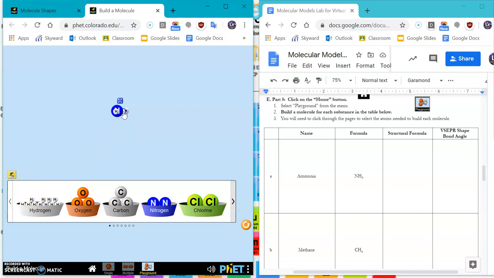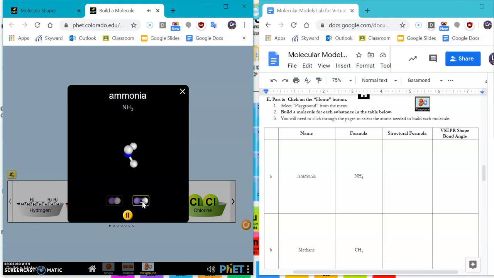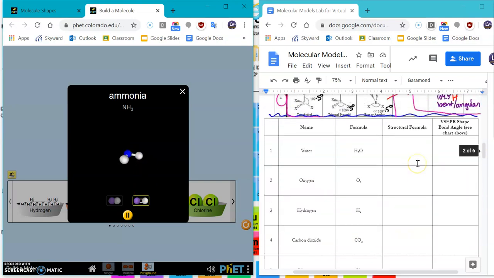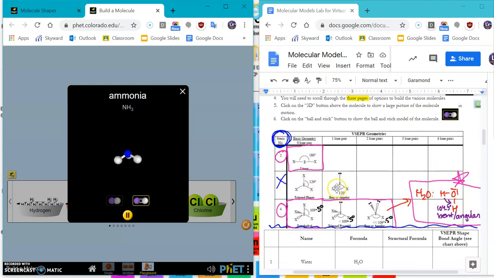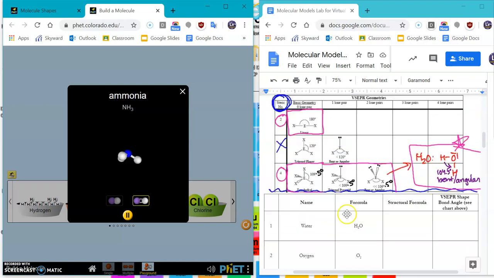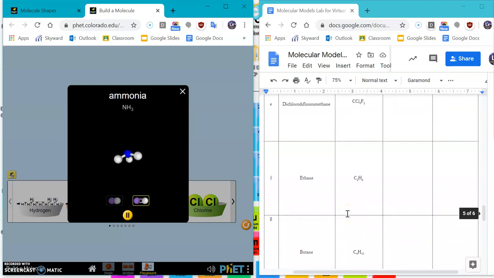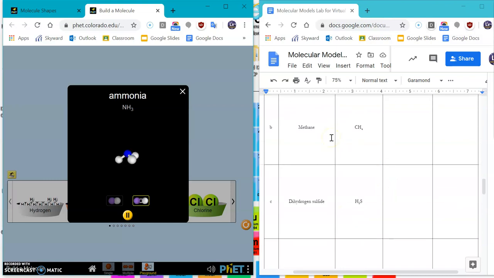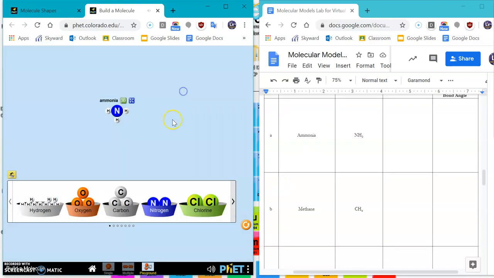1, 2, 3. Yay! It says ammonia. Look at the 3D model. And you can see how this one isn't that flat thing that we saw before. It is that trigonal pyramid, that triangle shaped pyramid over here. Okay, so if we go back up, this is that triangle based pyramid right here, trigonal pyramid with that bond angle of 109.5.